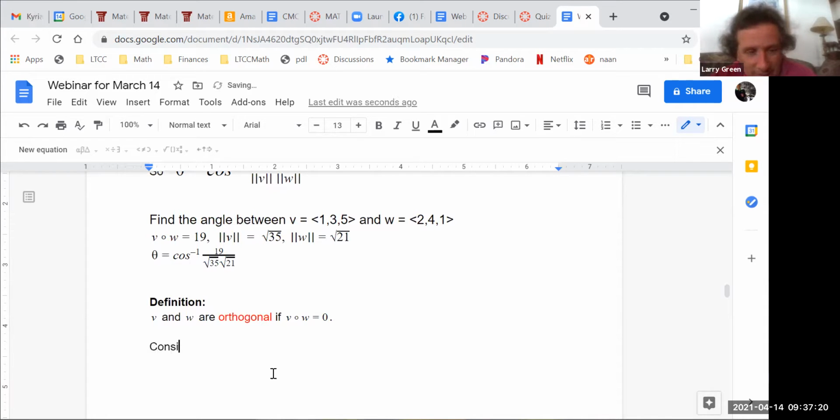Consider the triangle with vertices (1, -2, 3), (0, 1, 1), and (3, 2, 4). Is this a right triangle?